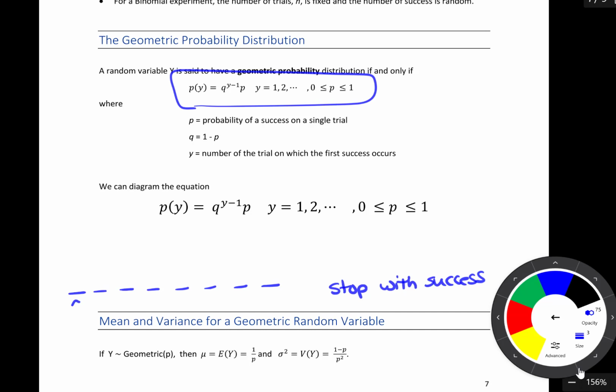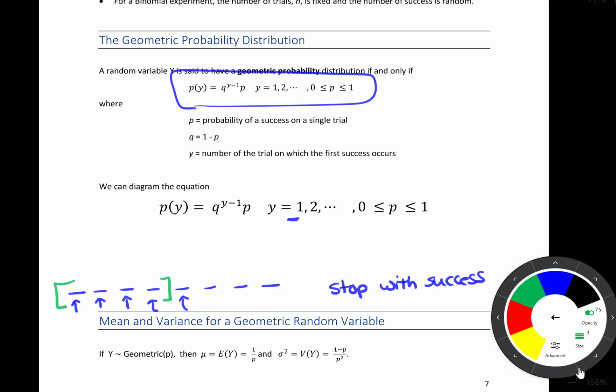So notice we could stop on the first one, the second one, the third one, and so on. The smallest value we can have with the geometric is 1, so the smallest value y can take is 1. And wherever we stop, whichever y we stop on, there will always be y minus 1 failures below it. For example, if we stop on the 5th, there will be 4 failures. If we stopped on the 6th, there would be 5 failures, and so on.